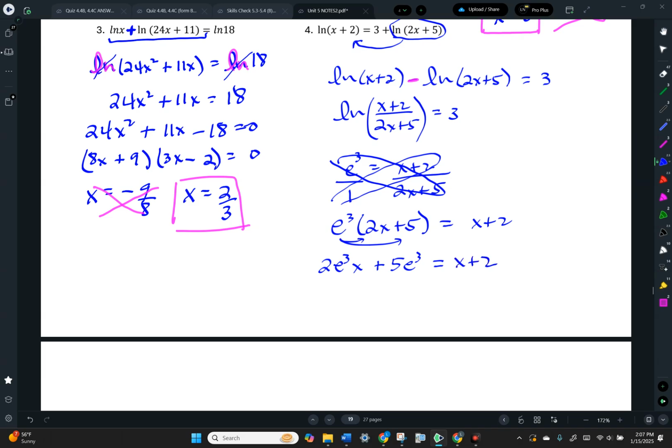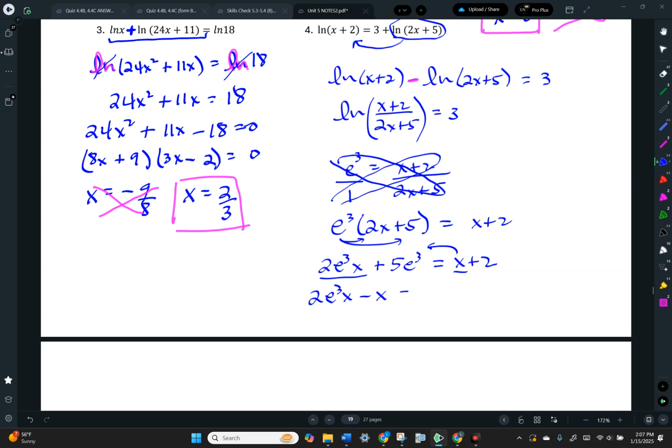Now, I know this is strange looking, but remember, 2e to the third is just a number. For all I know, it equals 10. It's just a number. So in order to solve, whenever you have multiple x terms, here's an x term and here's an x term, you want to get them on the same side. So I'm going to move this x over to this side to be with the 2e cubed x. So I'll be subtracting that x.